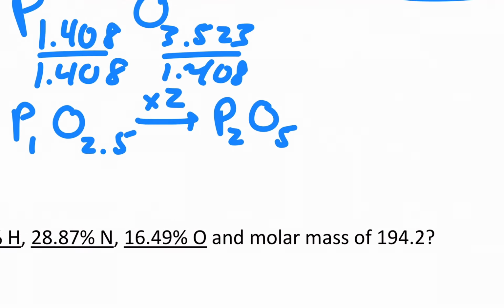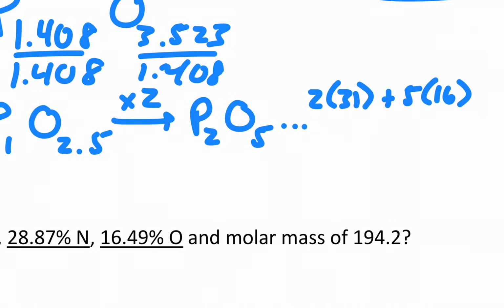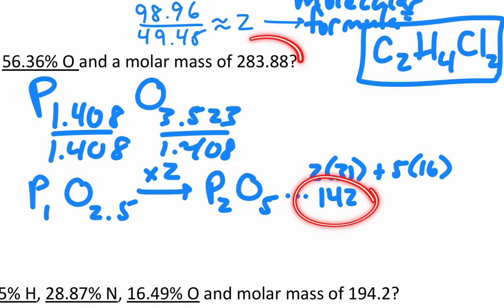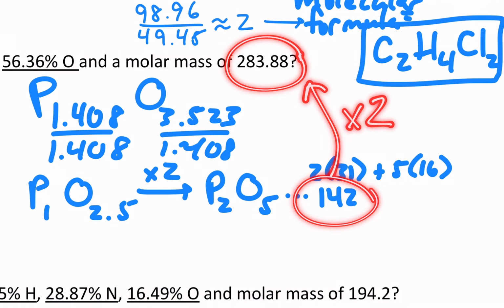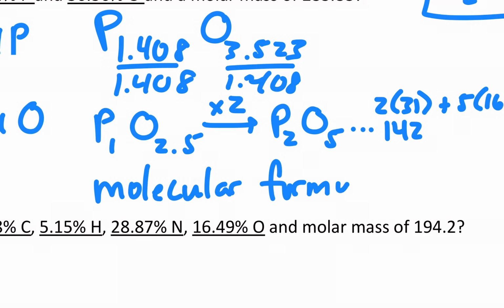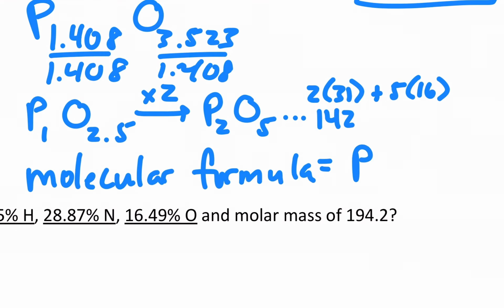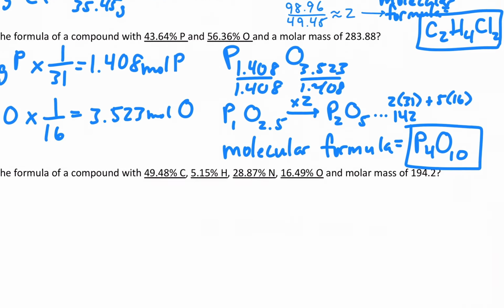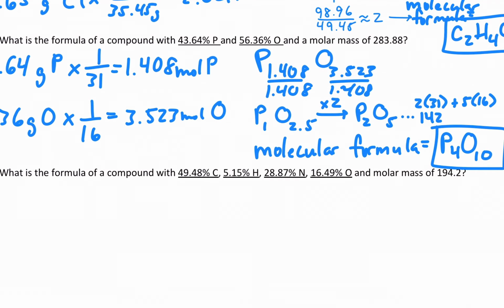P2O5. Now P2O5, if you add up 2 times 31 plus 5 times 16, I get an empirical mass of 142. And then I look at that and I compare that with essentially 284, and once again we have to multiply our subscripts by 2. So the molecular formula, when all is said and done, it's not P2O5, but P4O10. So I want you to hit pause once more and see if you can do the last one.